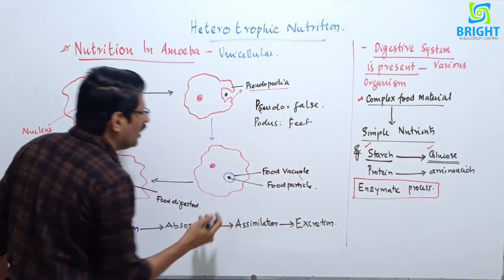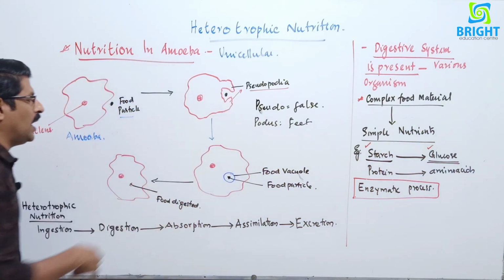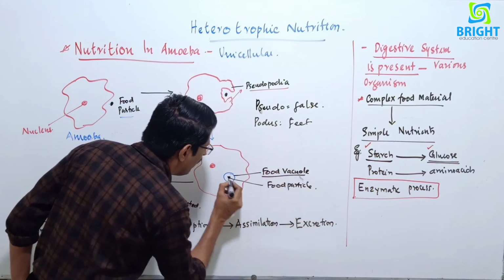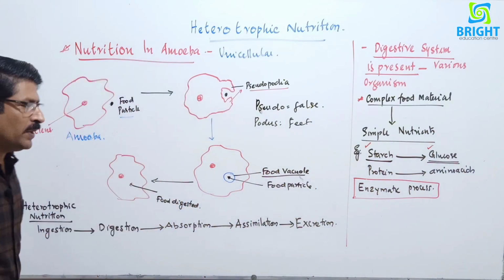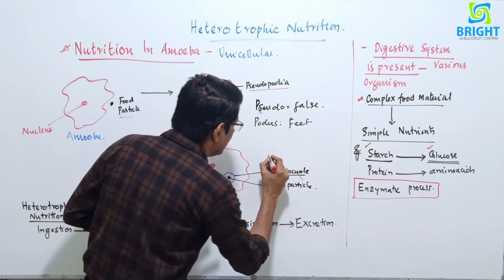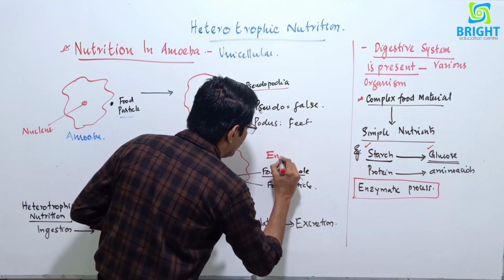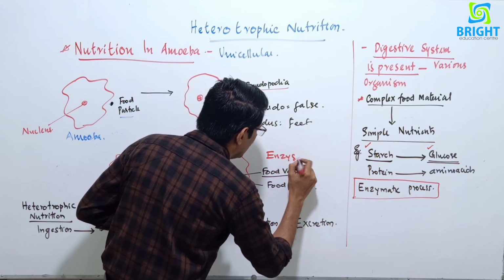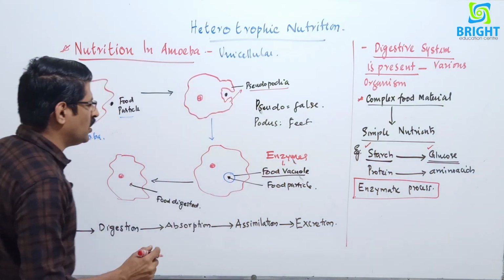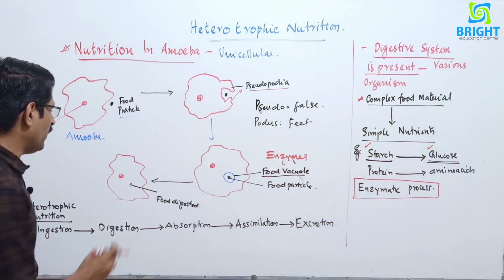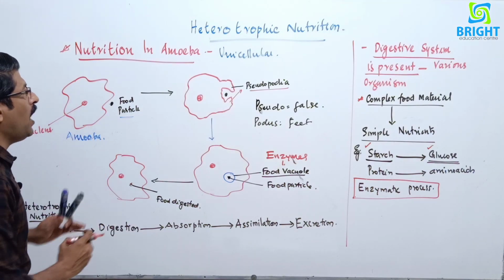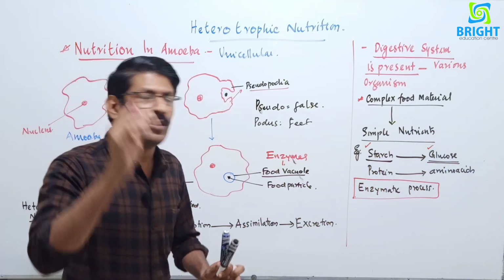And when the food is taken into the cell, a food vacuole will be developed and surround the food material. That food vacuole contains various digestive enzymes that will digest the food material, and it will be absorbed. So in the case of amoeba, it is a unicellular organism.